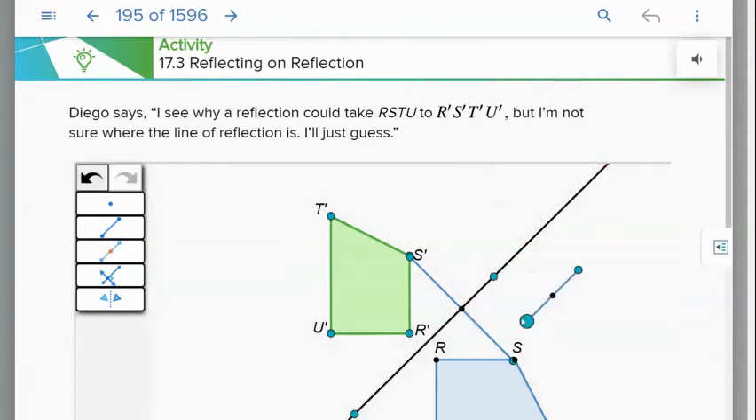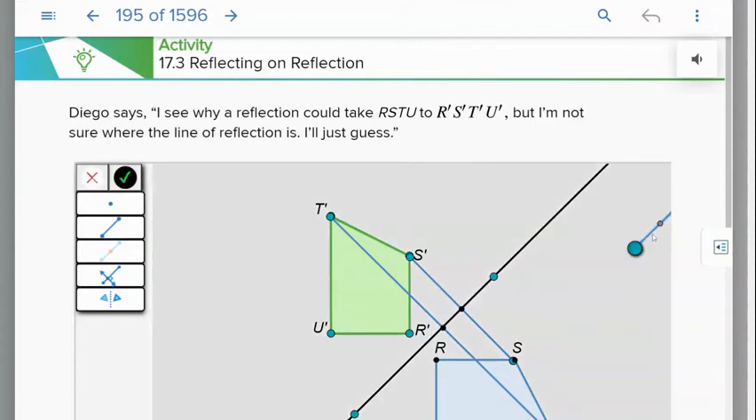And I'll do the same thing with another point, U to U prime, like I did last time. You could even try a different point. Like I didn't do T to T prime, but I can. So let's make sure I'm trying to be as exact as I can. There we go. And as you can see, the midpoint is right there, and it's on the line of reflection. So every single vertex should be like that, where its midpoint from one point to the other, the midpoint will be on the line of reflection. Okay?